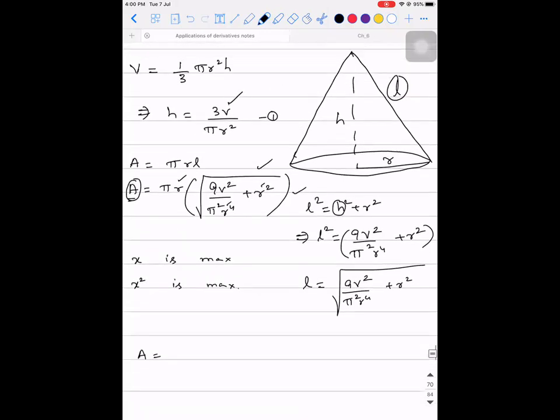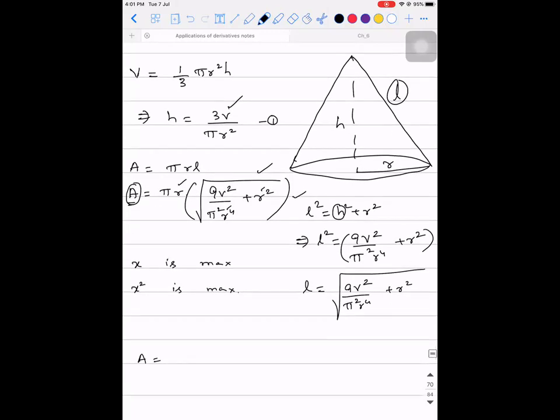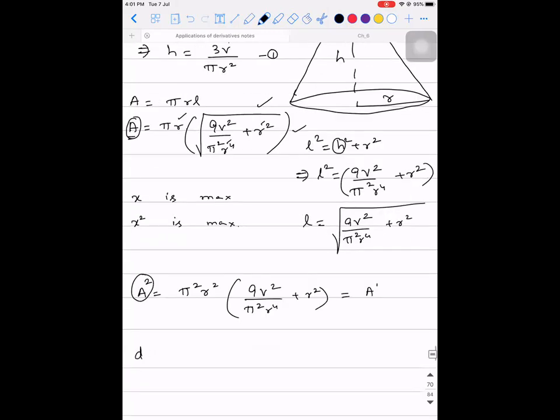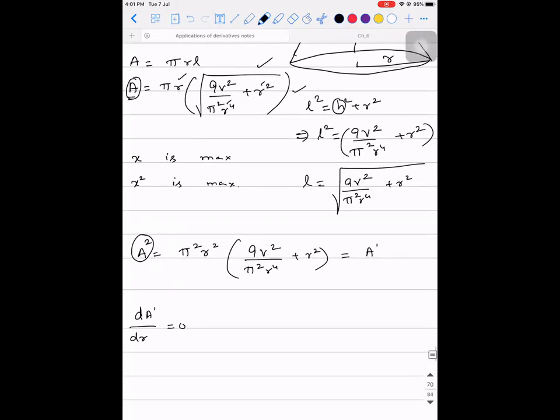Is there anyone having doubt till this step? No, sir. So area is equal to this thing, right? So A square will be equal to pi square r square into 9v square divided by pi square r power 4 plus r square. Now this A square, you can treat it as some variable A dash. So dA dash divided by dr should be equal to 0 for maximum or minimum. Solve this and tell me what is the answer.